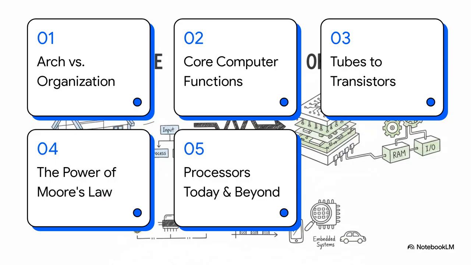And here's our game plan to get us there. First, we're going to break down the difference between architecture and organization. Then we'll cover what a computer actually does. After that, a quick history lesson, from room-sized computers to tiny chips. We'll look at the one law that drove all of that progress. And finally, we'll see how this all applies to the processors in your pocket right now.